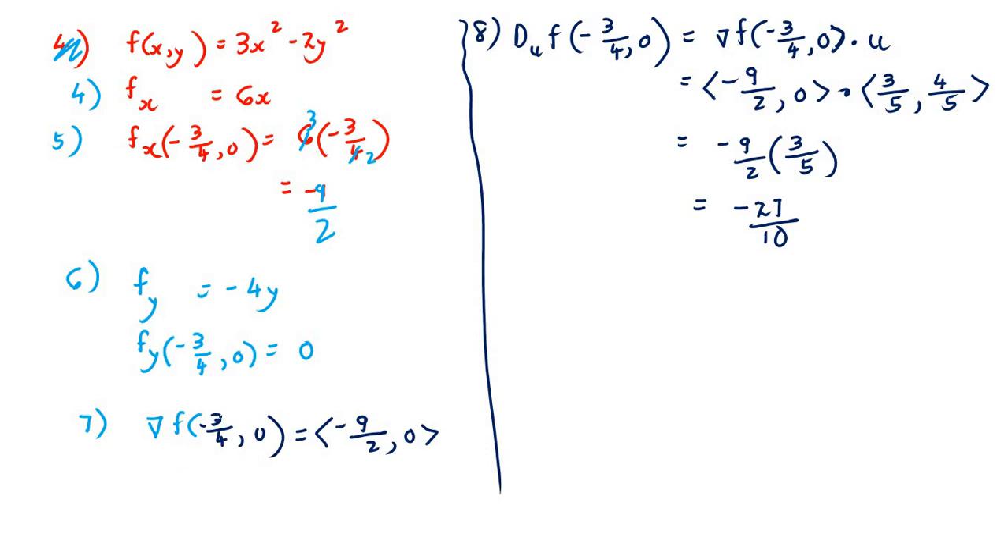So the gradient vector at the point negative 3, 4, 0 is actually fx at the point negative 3, 4, 0, which is negative 9 over 2, at component i, and then fy at negative 3, 4, 0 at the component j. Hence the directional derivative Du f at negative 3, 4, 0 is the gradient vector at the point negative 3, 4, 0 dot with u. We have this answer.